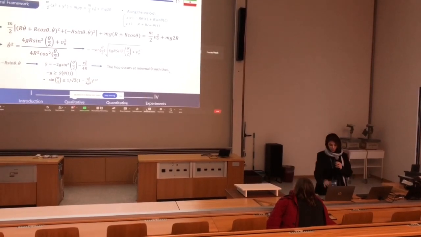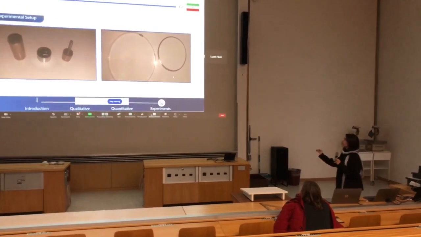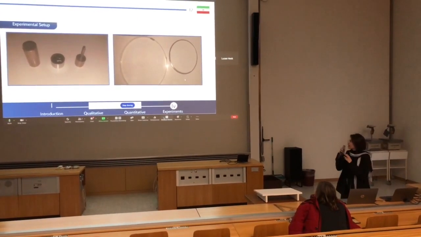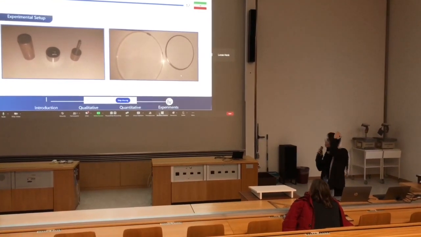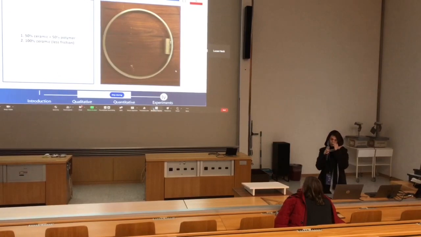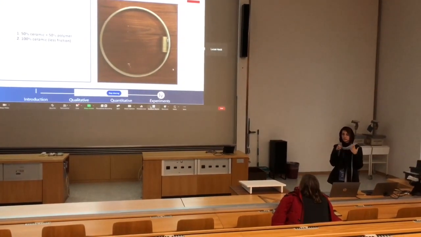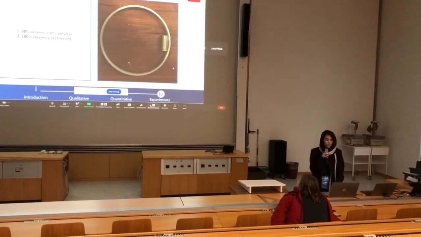Now, to see if the experiment matches our theory, I have applied different masses to the system and used different hoops, which are a plastic hoop, a metal one, and a wooden one, and two different types of ceramic, so we can see how friction or less friction will affect this phenomenon.